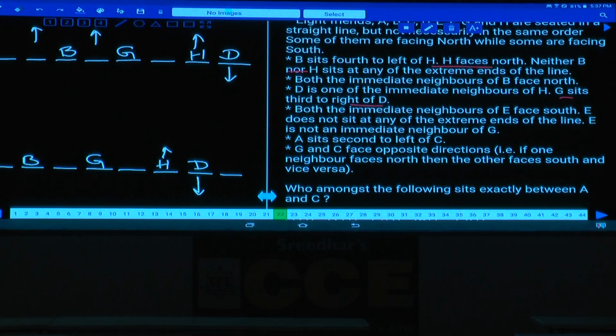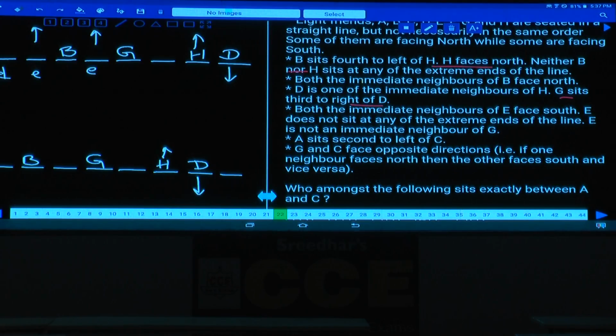Both the immediate neighbors of E face south. Tell me, can E be here? E cannot be at this place. E cannot be here, because of both the immediate neighbors. Yes, tell me whether E can be here or not. Yes, there is a possibility for it, because if B faces south, this person at the end can also face south.